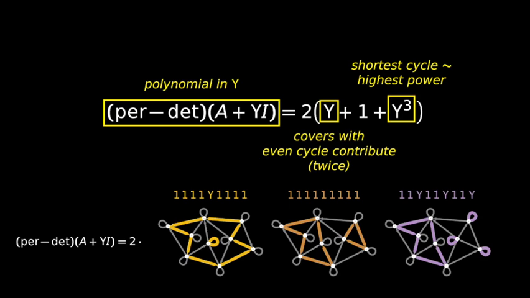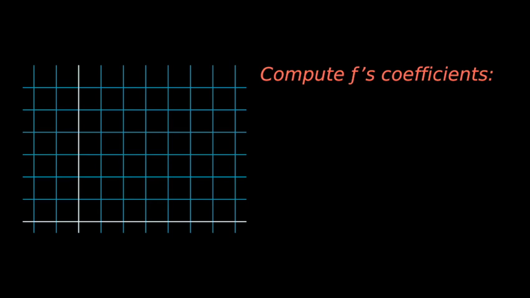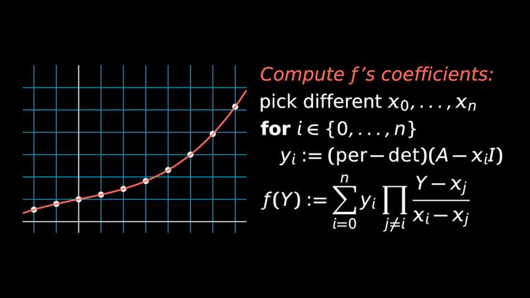Algorithmically, this still looks quite useless because the permanent is famously difficult to compute, but let's soldier on. First, let's get rid of the polynomial, and this is quite standard. The polynomial we're after has degree at most n, so we can interpolate its coefficients from n plus 1 evaluations. We just need a field so that we can divide, and the field has to be large enough.